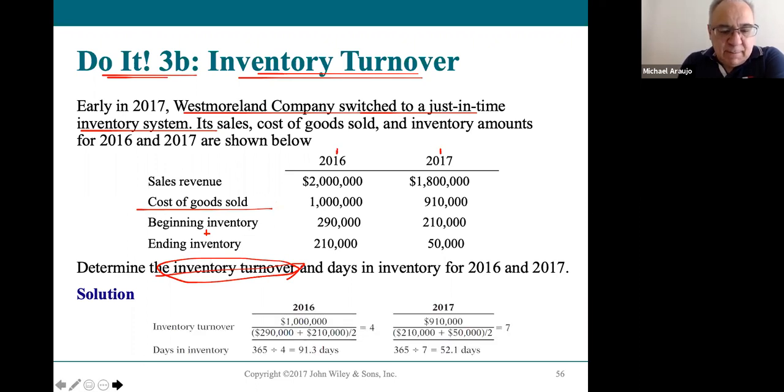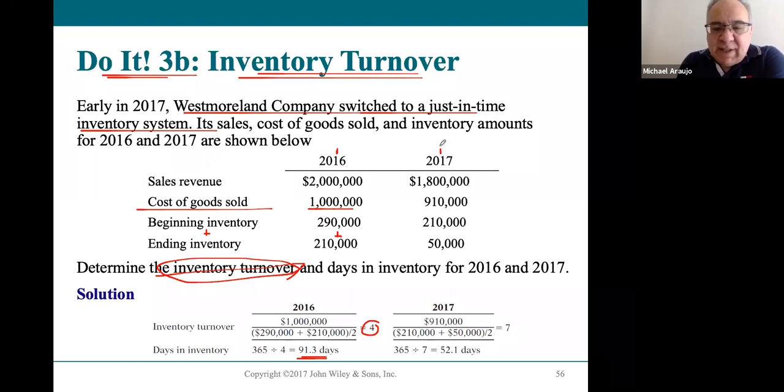As you see here, for 2016, you had $1 million of cost of goods sold. When you averaged beginning and ending inventory, you got 250, so 4 times a year. 365 divided by 4 would give you about every 91 days, basically every 3 months.